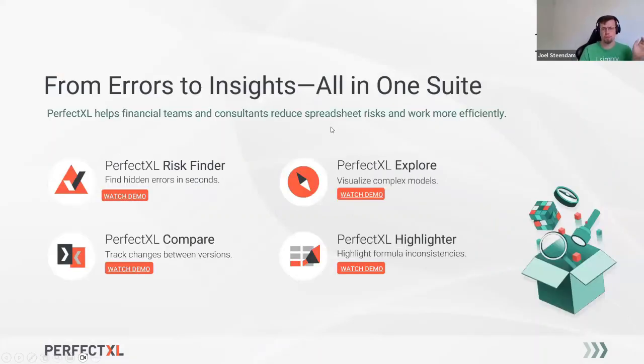I've included just an overview of the tools that we've talked about today in the presentation as well with a little demo video. If you want to go back and watch that, it's about 1 minute per tool. Really quick overview of what I've shown you today: the risk finder for finding risks in Excel models, PerfectXL Explorer for that beautiful visualization, compare to track the differences between two different versions, and then the highlighter to give colors to different cells and give a little bit more context as to what's going on there.